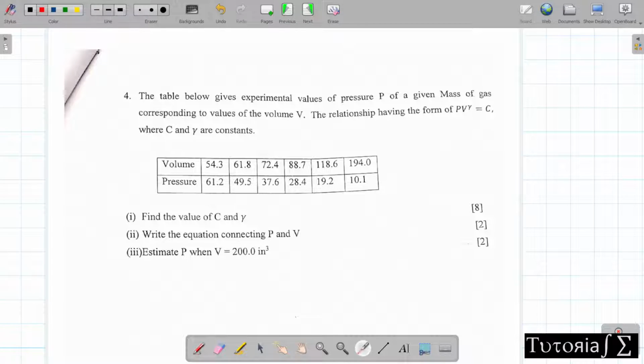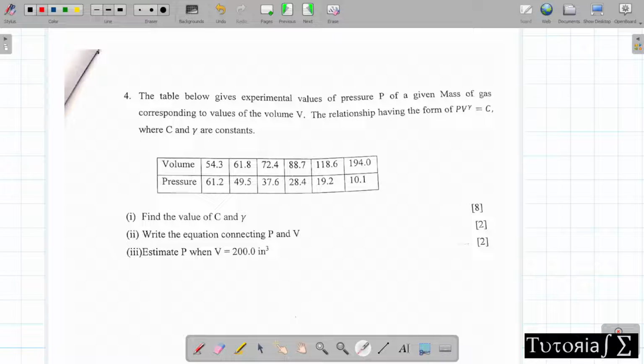In this lesson, we look at some examples from statistics, as you can see here. So the question reads, the table below gives experimental values of pressure P of a given mass of gas corresponding to values of the volume V. The relationship having the form PV^μ is equal to C. Okay, then we have C and μ are constants.